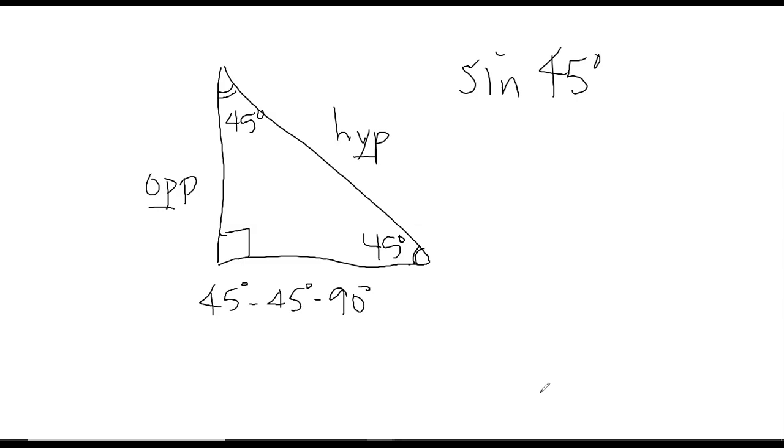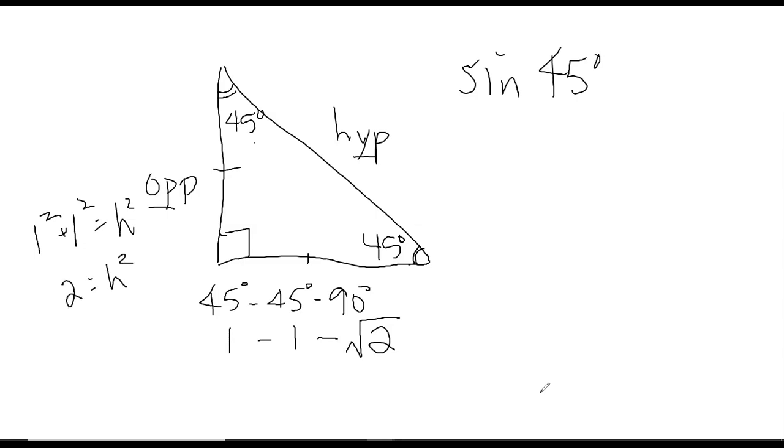Well, these two, because they are opposite our equal, congruent angles, are equal to each other. So 1, 1, square root of 2. And you can use the Pythagorean theorem: 1 squared plus 1 squared equals the hypotenuse squared. 1 and 1 is 2. The hypotenuse is root 2.